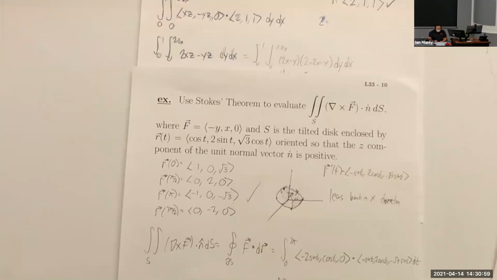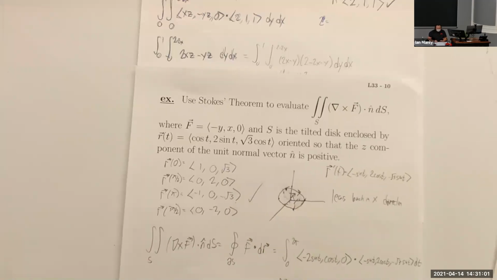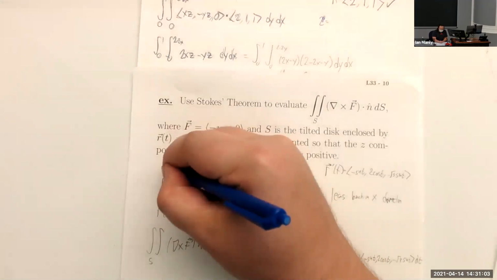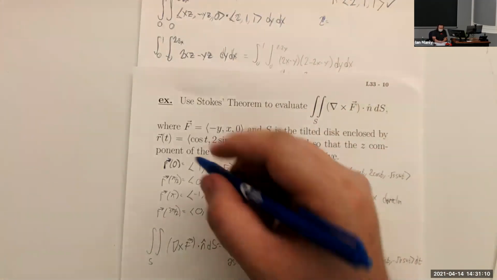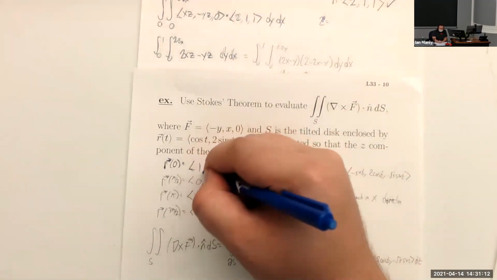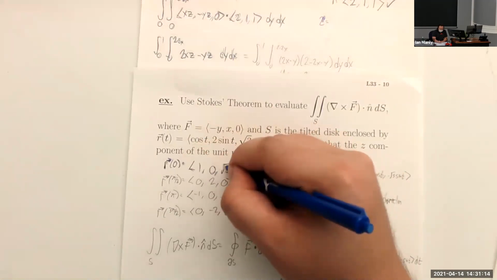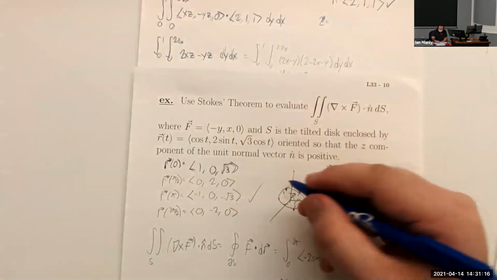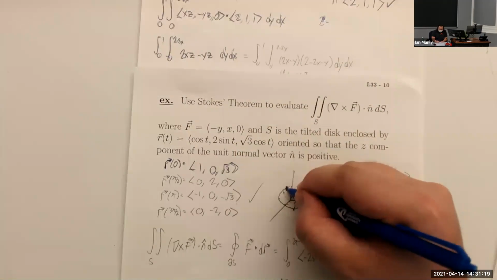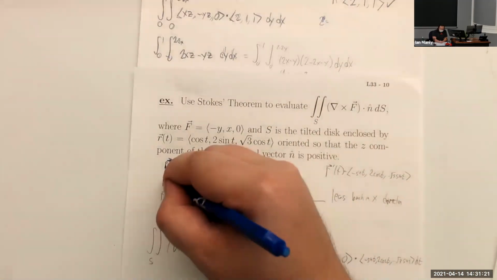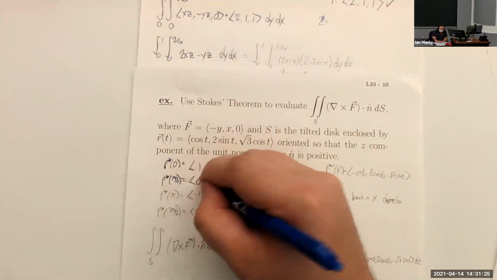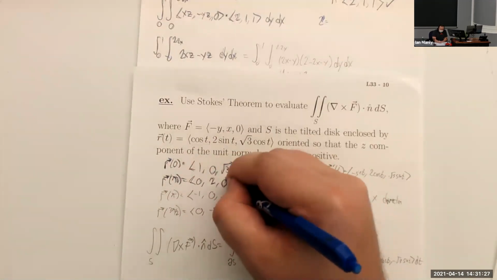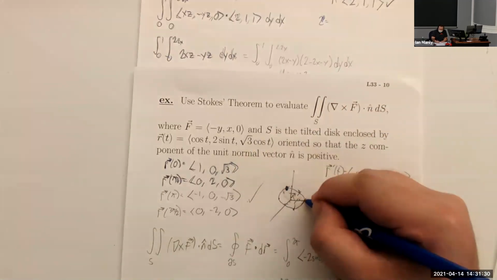All right, so let's see here. What did I do for this one? Well, I wanted to see exactly what this disk looked like, so I plugged in a few different values for t. I plugged in 0 and got 1, 0, root 3, which ended up being this point right here. I plugged in pi over 2, which gives 0, 2, 0. That's going to be this point right here.